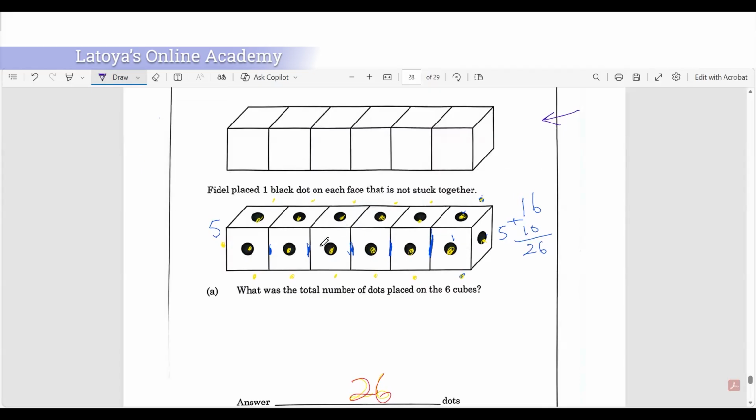Right? So we have 26 dots on 6 cubes. Let's see how much more cubes we would need. So we already have 6 cubes. Let's see how much more we need, and we need to get less than 45. Now I can do it a different way, but I'm going to be counting 1 cube at a time. All right, so let's go.